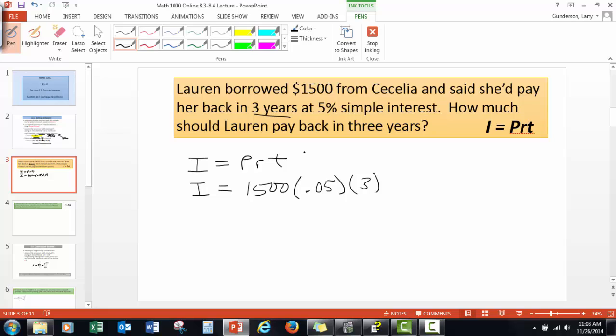And then you let your calculator do the work after that. You just take 1,500 times your 0.05 times your 3 to get 225. Now notice that doesn't answer the question. That's what the interest is. It says how much should she pay back in 3 years. Well, it's the $1,500 she borrowed plus the 225 is what she should pay back, which I believe is $1,725.